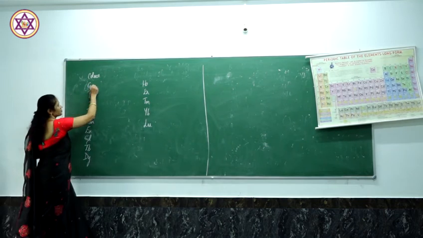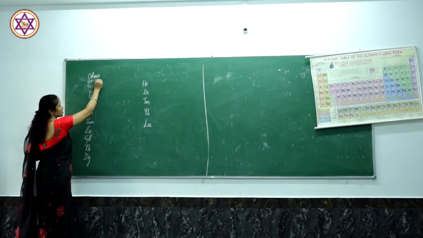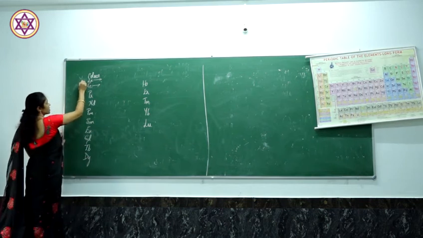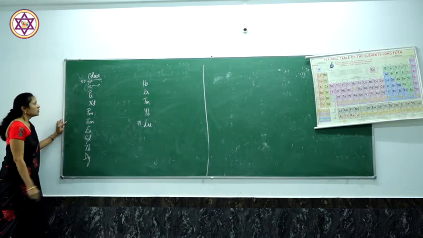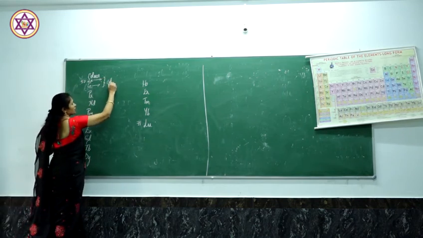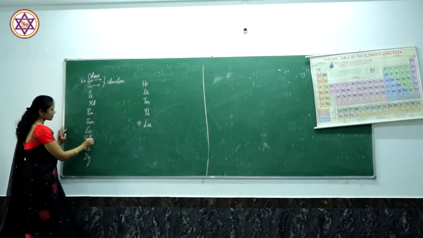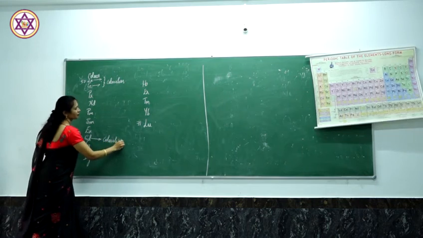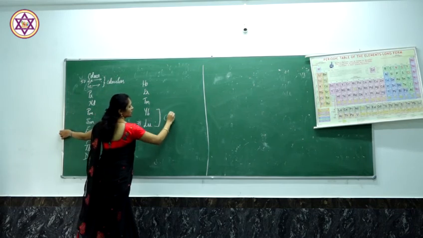First comes lanthanum, that is 57 to 71. Even though these two are colorless, and this gadolinium is colorless, the last two also are colorless.